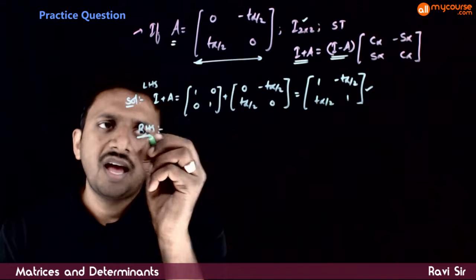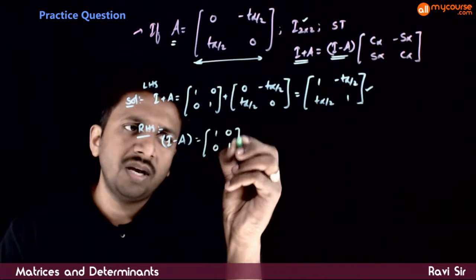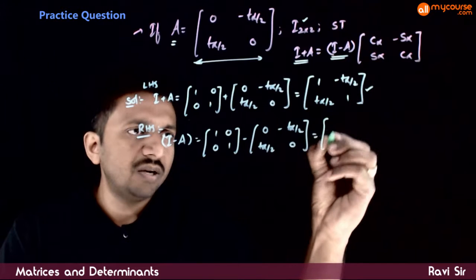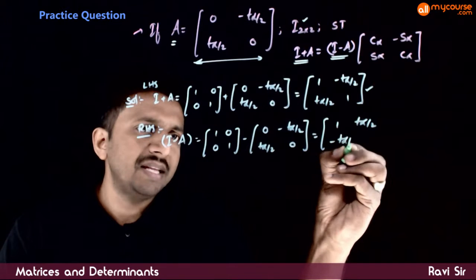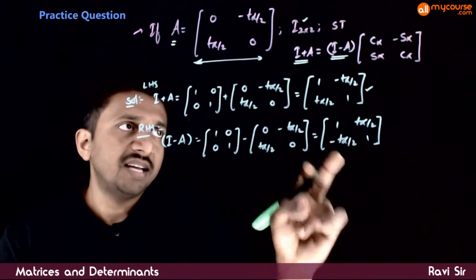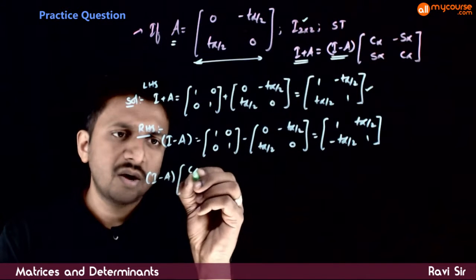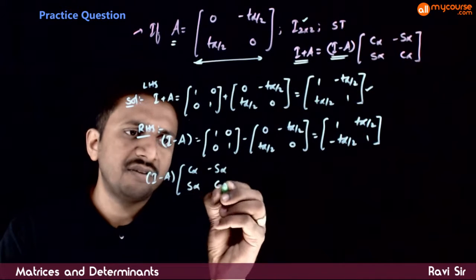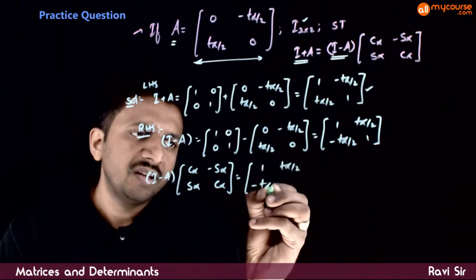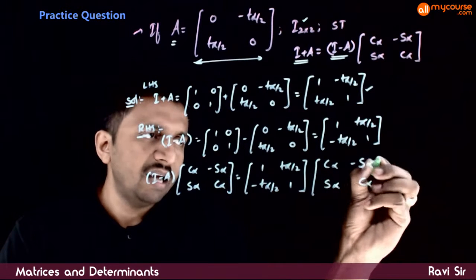What is my RHS? I minus A times this. So first let me write I minus A: [1, 0; 0, 1] minus [0, −tan(α/2); tan(α/2), 0]. So this is equal to [1, tan(α/2); −tan(α/2), 1]. So this is I minus A times this. Let us write my RHS completely: I minus A times [cos α, −sin α; sin α, cos α] is equal to [1, tan(α/2); −tan(α/2), 1] times [cos α, −sin α; sin α, cos α].